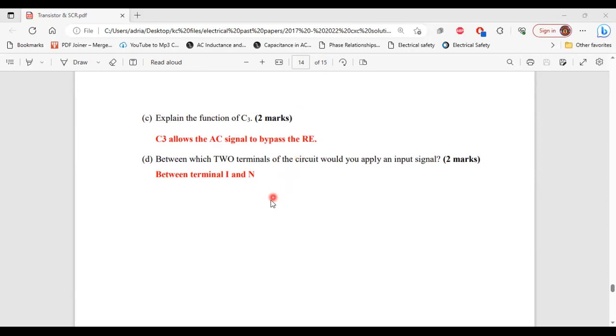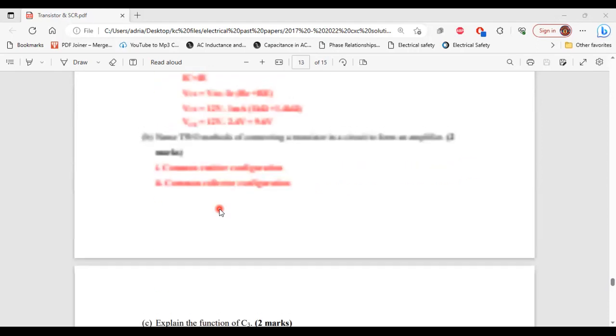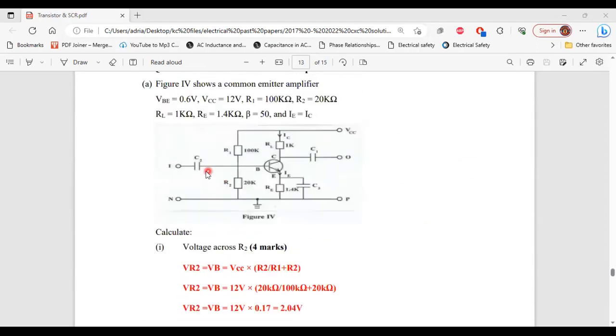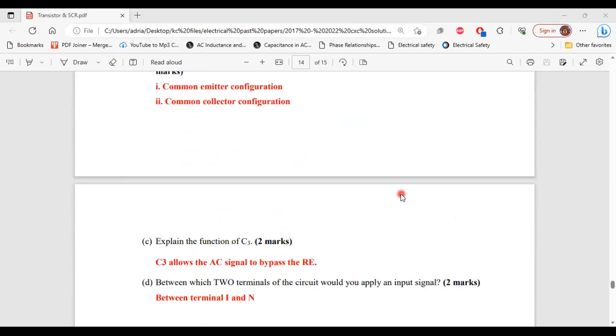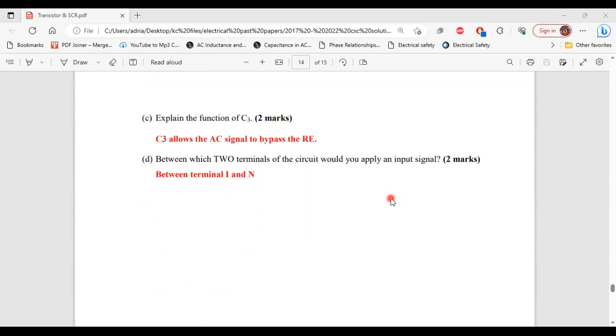For part D, it says, between which two terminals of the circuit would you apply an input signal? All right, so the two terminals are I and N. These are the two terminals you would apply an input signal. So that's it for part D, and that's it for this question. All right, so let's move on to the next question.